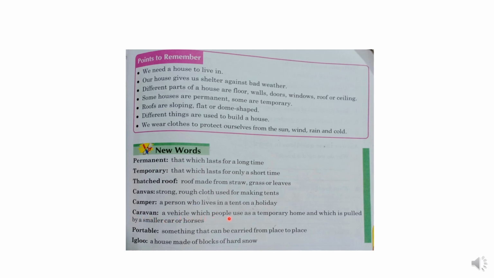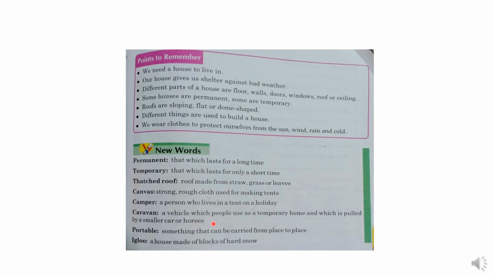Caravan: a vehicle which people use as a temporary home, which is pulled by a smaller car or horses. We discussed it under temporary homes. It is portable and temporary and has the facilities of a house. It is pulled, or moved, by a smaller car or horses. Caravan is something like that.